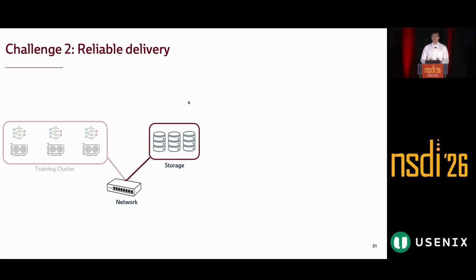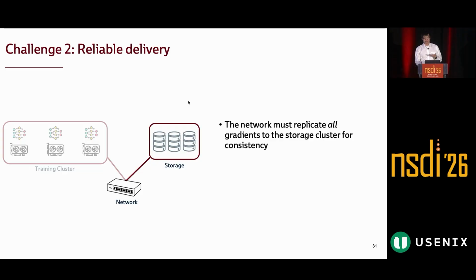Now, we have optimized gradient multicasting across iterations to reduce the network load. The next challenge is ensuring that gradients are reliably delivered to the storage nodes. Checkmate relies on gradient multicasting, but if packets carrying these gradients are dropped, the storage node can receive incomplete gradient updates, which leads to corruption or incomplete shadow models, affecting recovery and model consistency.